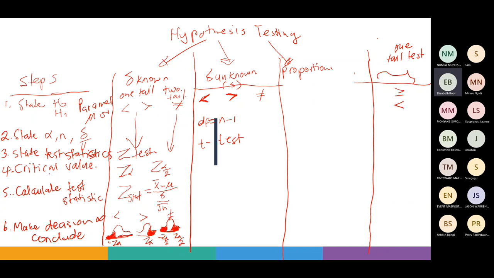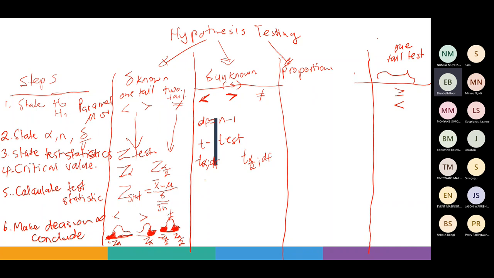Step number 4, finding the critical value. For a one-tailed test, for both of them, it will be t alpha and the degrees of freedom, which you would have already calculated. For a two-tailed test, it will be t alpha over 2 and the degrees of freedom. So that's how you will find your critical value.